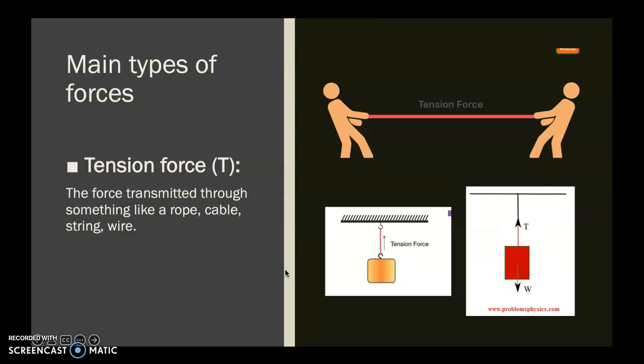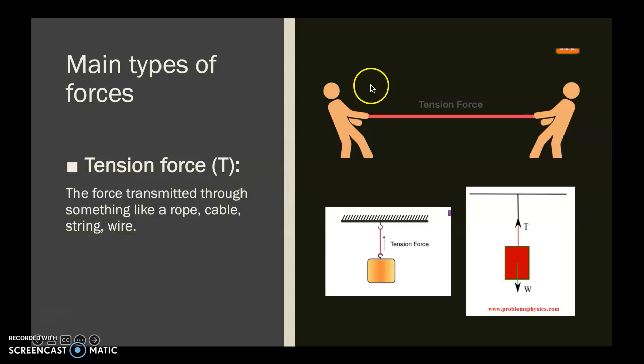The next type of force is the tension force, which is a capital T. This is the force that's transmitted through a cable or a rope or a string or a wire. So in this situation, if you have tug of war, and we were to turn this into a free body diagram, because the person is holding onto a rope and is not pulling that person by the hand, it would be considered a tension force, not an applied force.